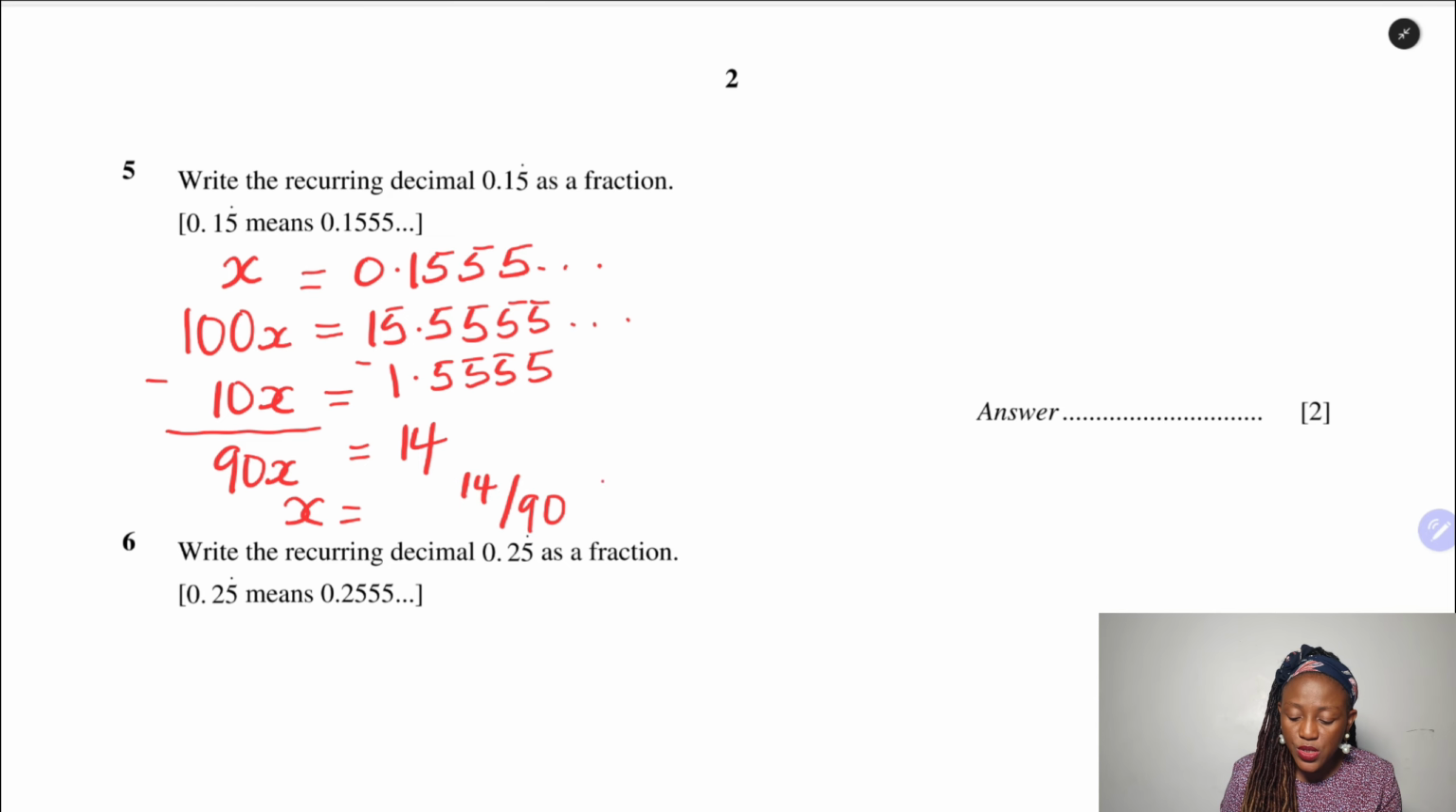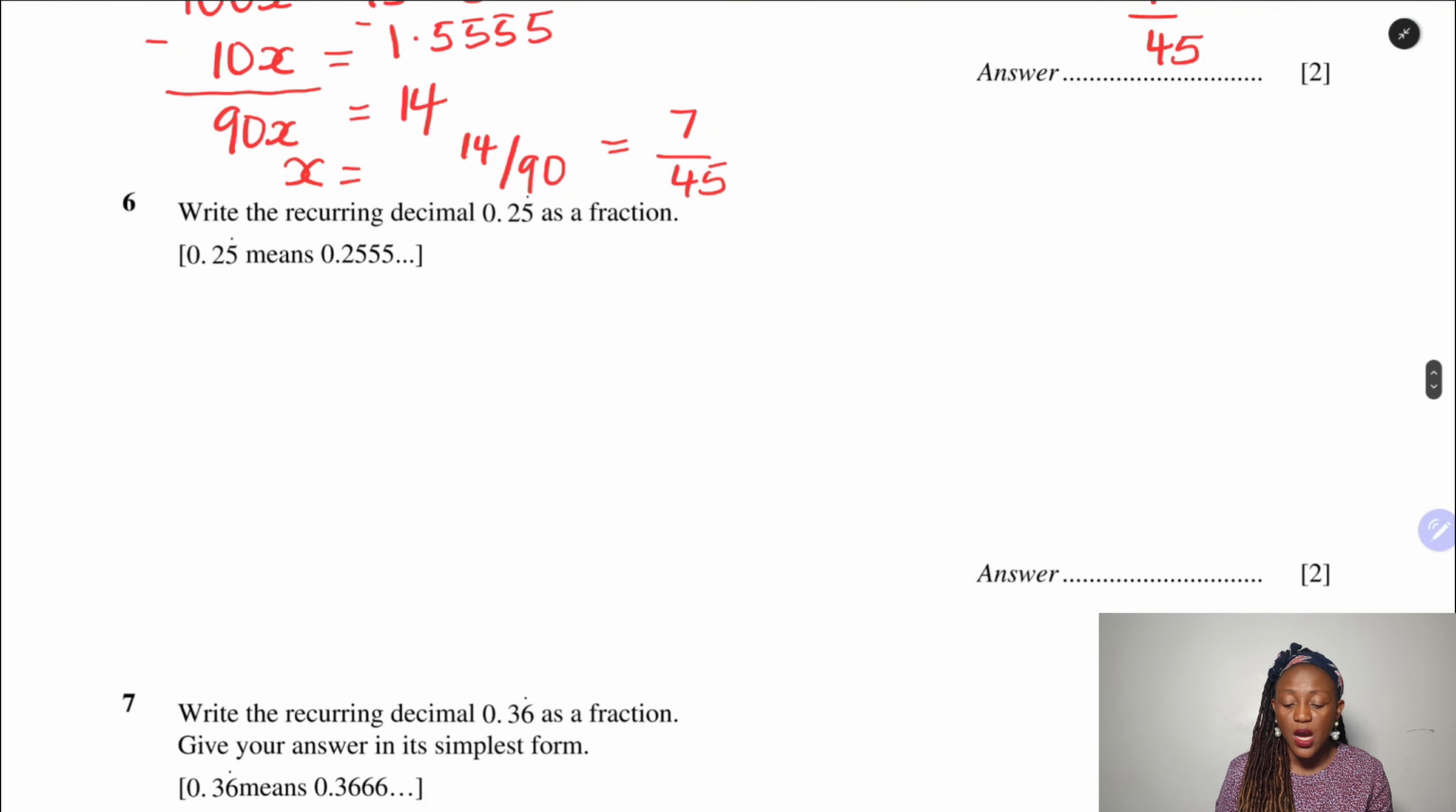Okay, so taking this to its lowest term is going to be what? 7 over 45. So 0.155555 to a fraction is given by 7 over 45.